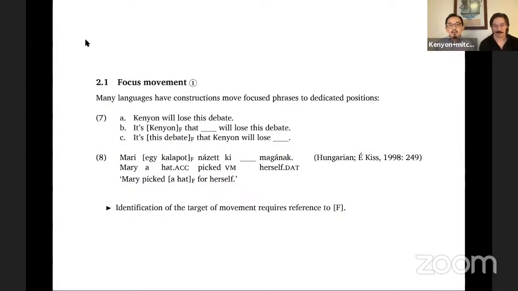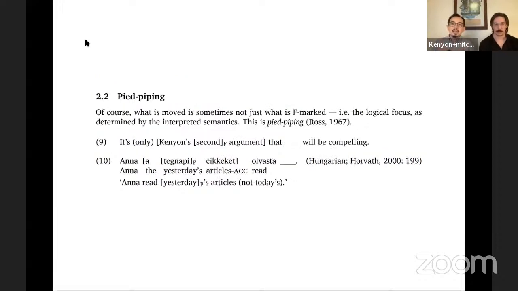It's well known that many languages have constructions where focused phrases move to some dedicated position. For example, in the clefts in English in (7b) and (7c), right? That's an exhaustive focus construction where the focus moves to a dedicated position. Similarly, an exhaustive focus construction in Hungarian famously involves obligatory movement to this dedicated preverbal position. And movement is a syntactic operation. We need to find a target to move. We can do that by looking at what has an F mark. Now, I want to immediately note that, of course, we know that the relationship between what gets moved and what's logically the focus, what's F-marked, is not exactly one-to-one.